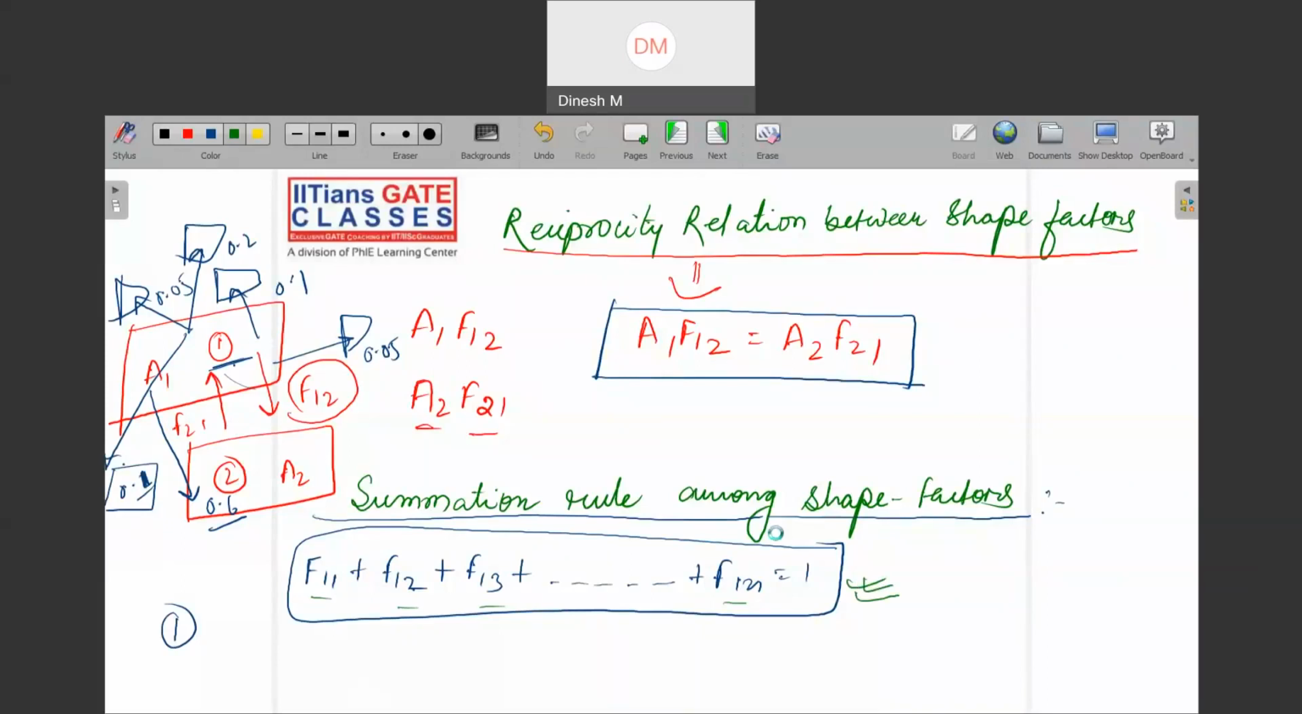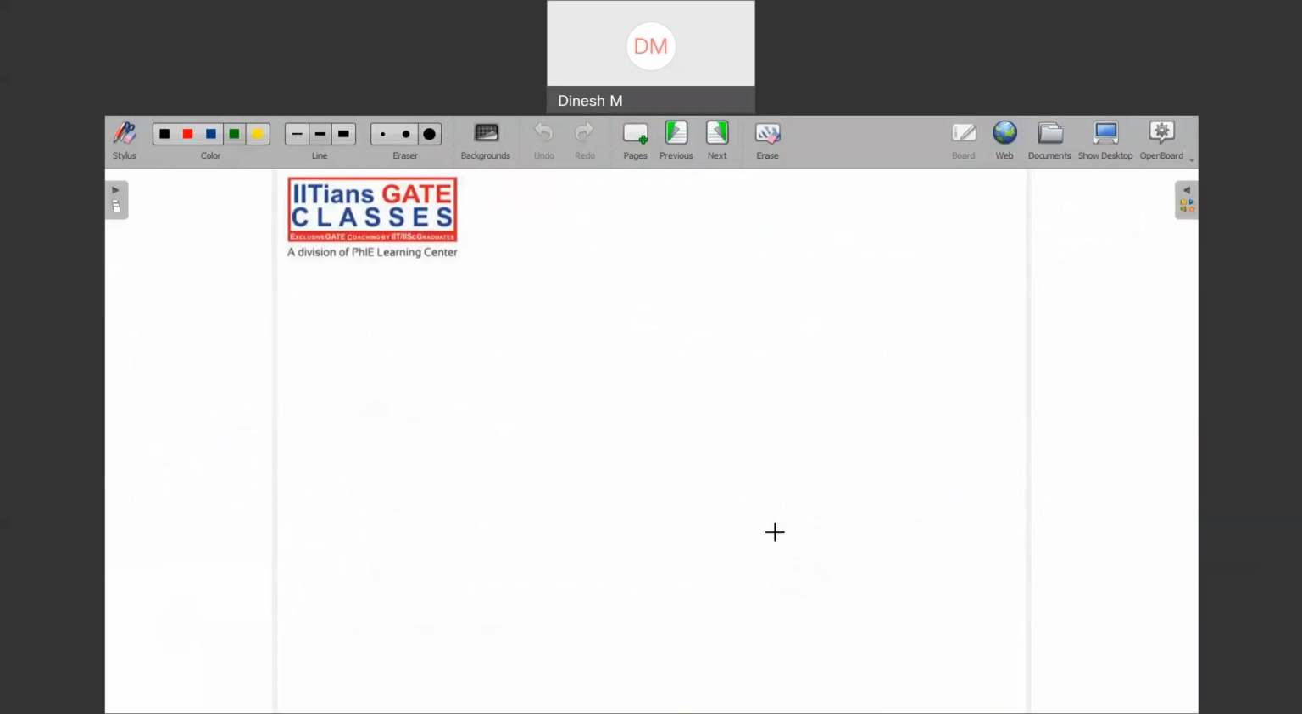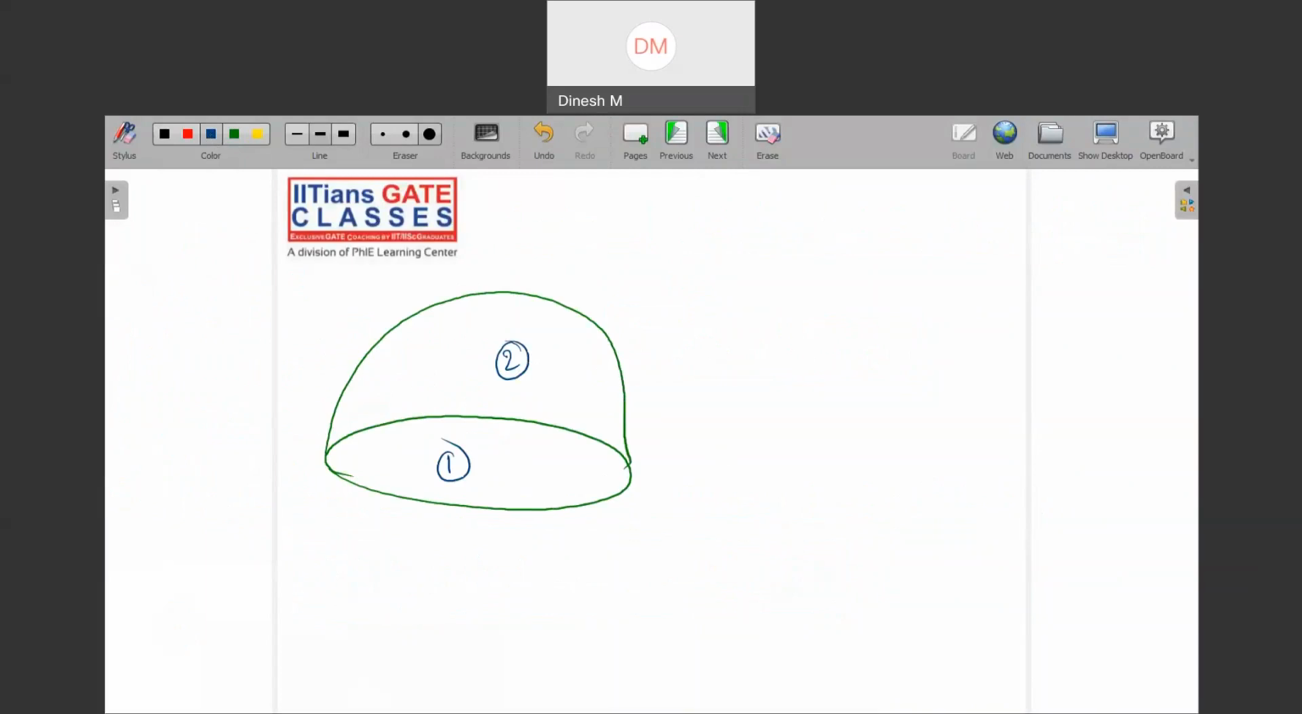Okay, so let us now move forward with questions based on this. Let us say that there is a circular base and one hemisphere is enclosing it. This is surface 1, this is surface 2, and if I dash like this, it means that it is emitting radiations from this surface. So this is surface 2, this is surface 1.